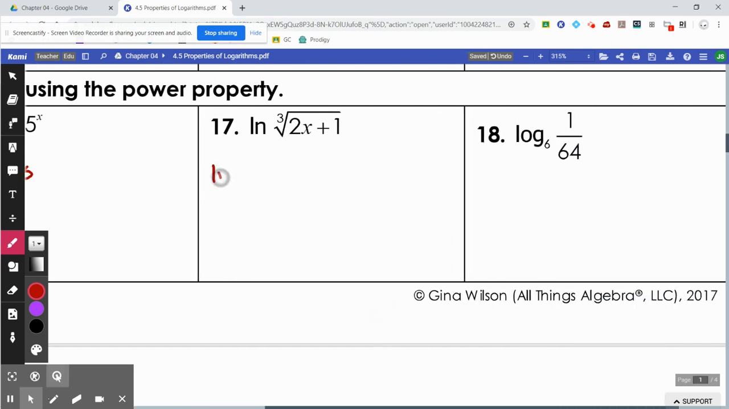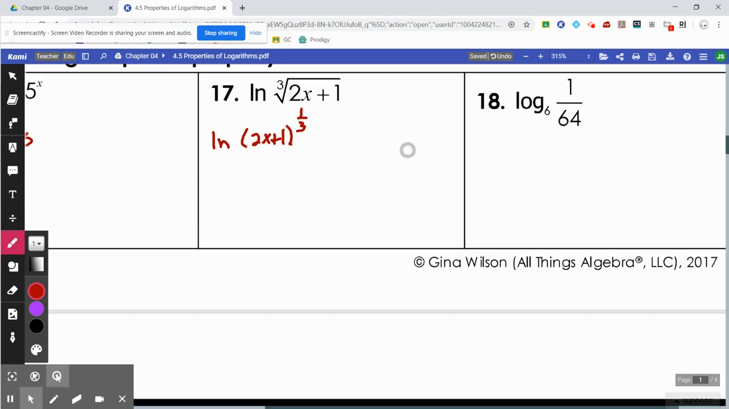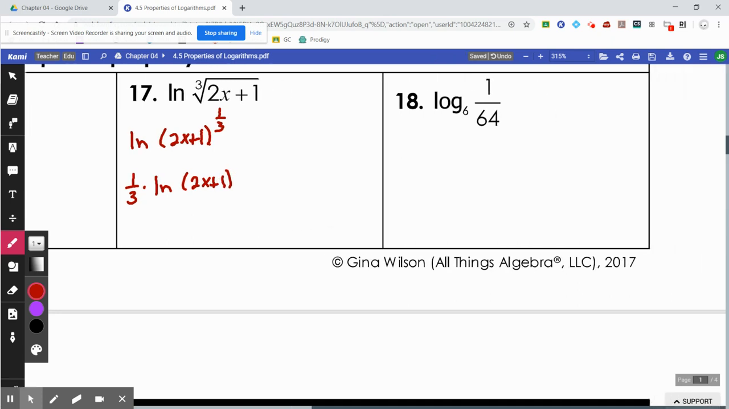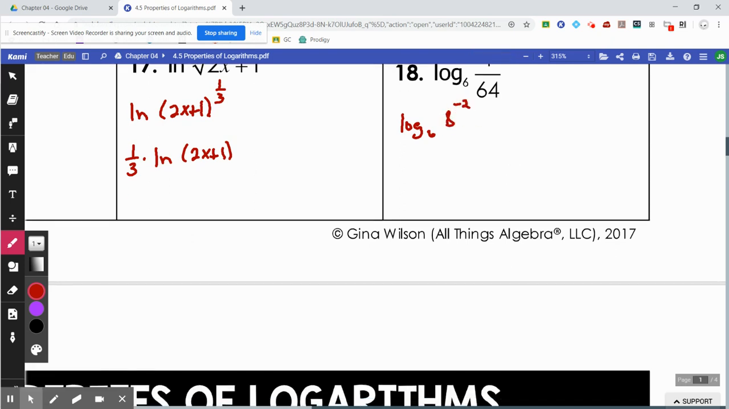This one, let's rewrite it. Since it's a cube root, we're going to write that as 2x plus 1 to the 1/3 power, and then move it down front. That'd be 1/3 times the natural log of 2x plus 1. And then finally, log base 6 of 1/64. We could write this as an exponent just to demonstrate this rule. I know 8 to the second power is 64, so 8 to the negative 2 would be 1 over 64. Then that negative 2 can be moved down front. That'd be negative 2 times the log base 6 of 8.